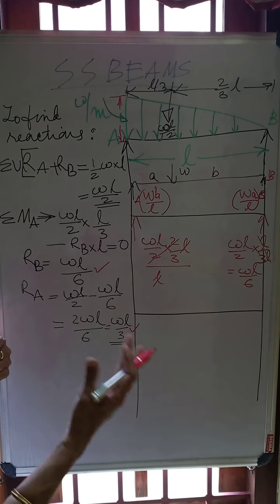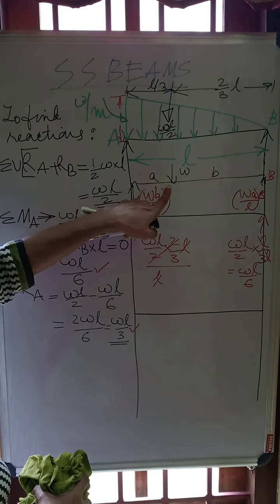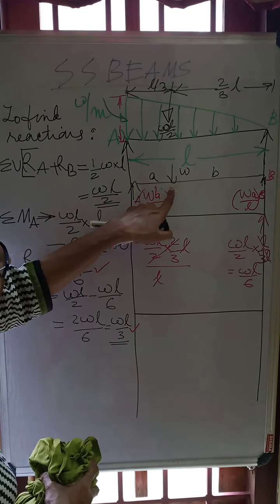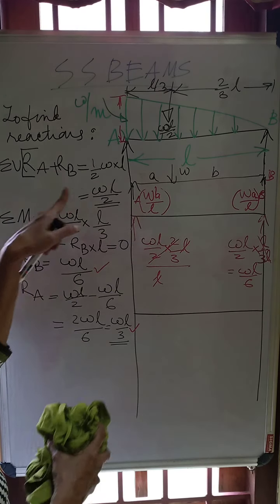So this is one thing you can keep in mind in order to get the reactions for eccentric loading. That is, if only one single load is there, this reaction will be load into this distance by span, and this reaction will be load into the other distance by span.